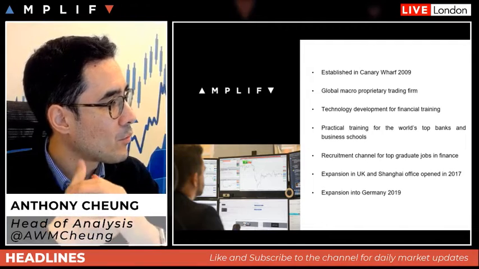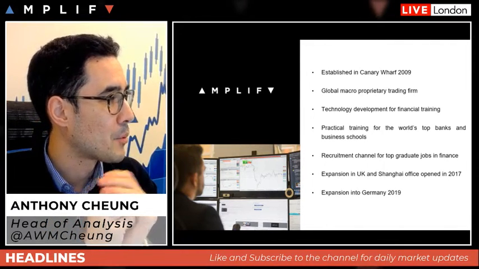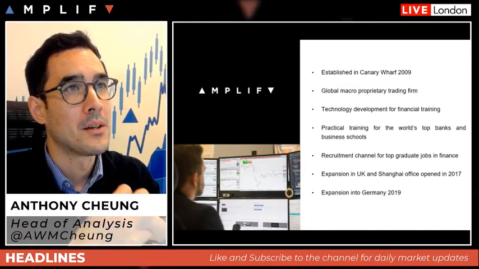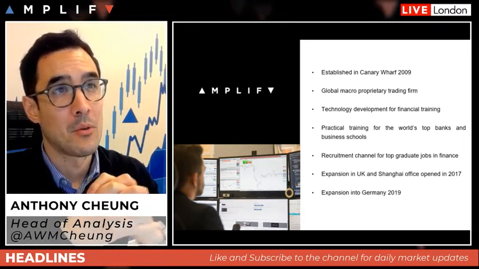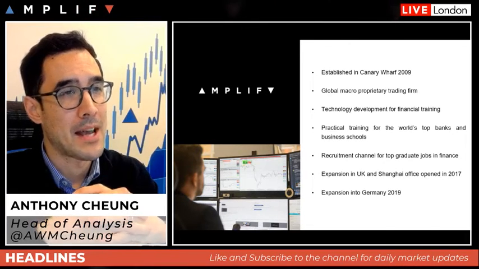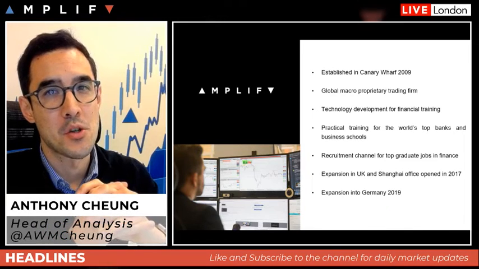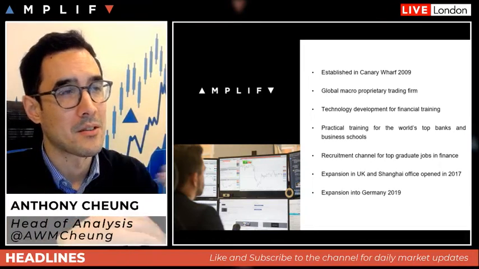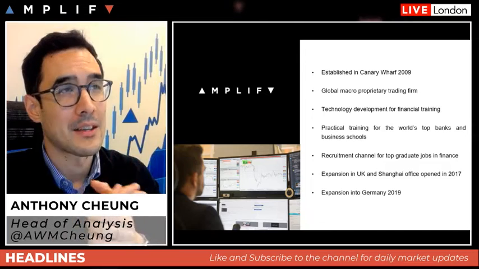So what do we do? Well, we have two real distinct arms to our business. One is a global macro proprietary trading firm. So we train people. They can be a mix of backgrounds, some already within the financial sector, perhaps even working within a major financial institution, but looking to pivot from a back or mid-office role into a front office role, or it can be people that are completely nothing trader related.